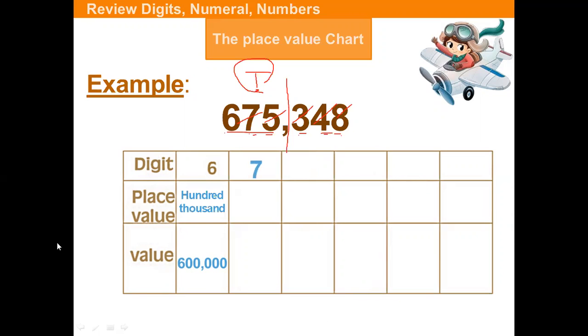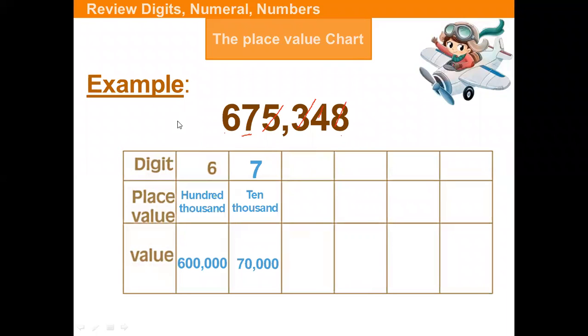Okay, what about the 7? The place value of the 7 is a tens. Tens of thousands. What is the family? It's 10,000. So how many zeros do we have after the 7? We have 1, 2, 3, 4. So we have 4 zeros after the 7, so it will be 70,000.